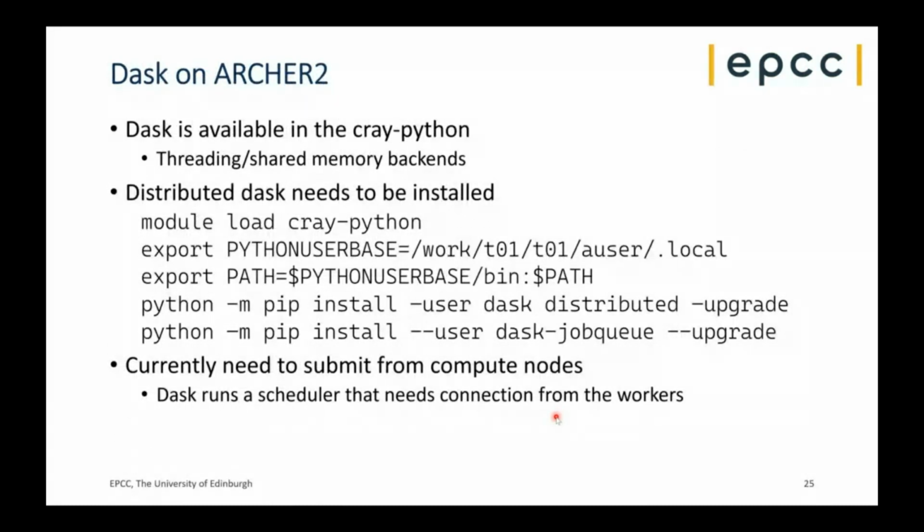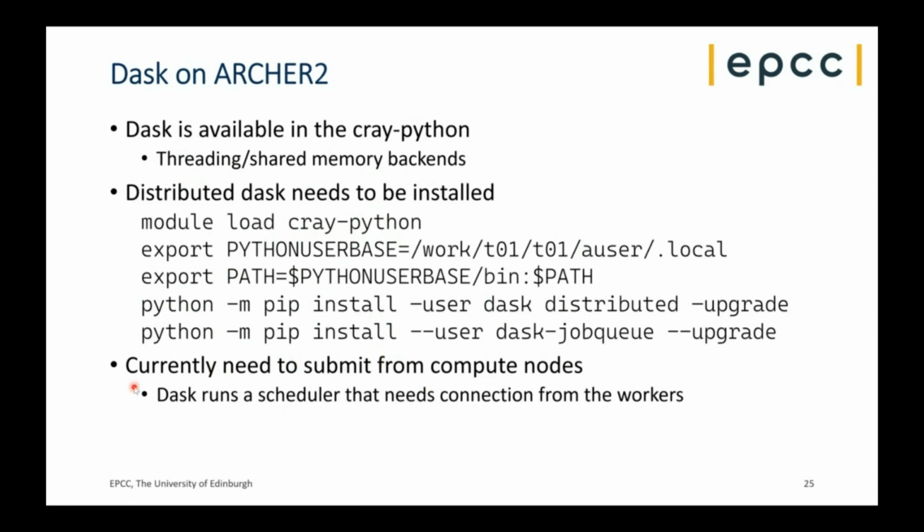Okay, so how do we use Dask on ARCHER2? Well, as I say, the basic Dask is already available as part of the Cray Python installation. That only brings you the threaded shared memory backend and single node functionality. If you want more than that, then you need to install the distributed and the jobqueue functionality, and you can do it like this: export your Python user base, export your Python path, and then just use pip to install it.